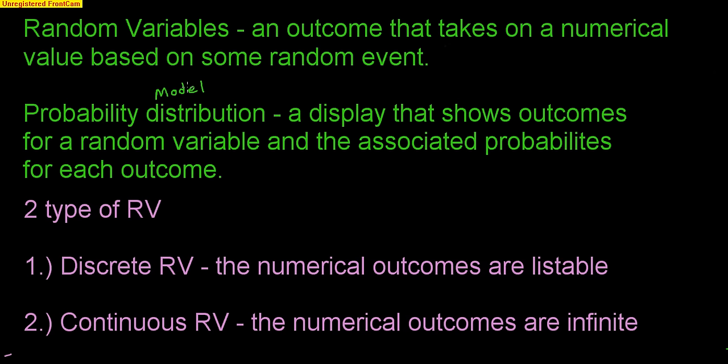Now, there are two types of random variables, and we're going to talk about both of them in this video. The first type is a discrete random variable, and that means the numerical outcomes are listable or finite, right? There is a finite number of outcomes. You could actually list everything that could potentially happen. Now, a continuous random variable is kind of the opposite of that. A continuous random variable is one where the numerical outcomes are infinite. It's impossible to make a list of all the outcomes because there's just so many of them. So we will explore both options in this video so you can understand exactly what I mean by those two different types of random variables.